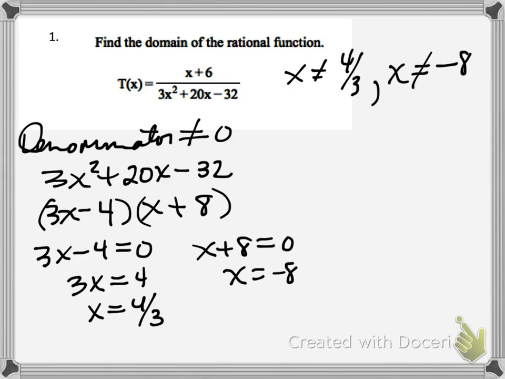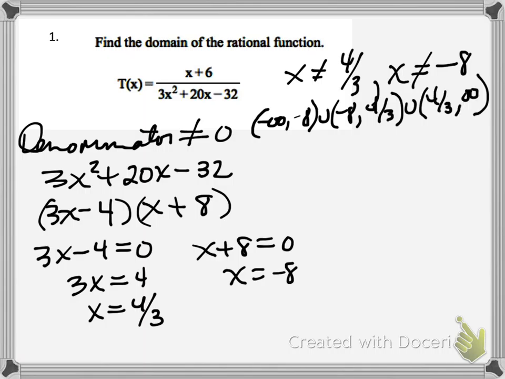I'm happy with that. If you want to use interval notation, you could write from negative infinity to negative 8, union, negative 8 to 4/3, union 4/3 to infinity. They both mean the same thing. One is interval notation, the other is a little bit simpler.